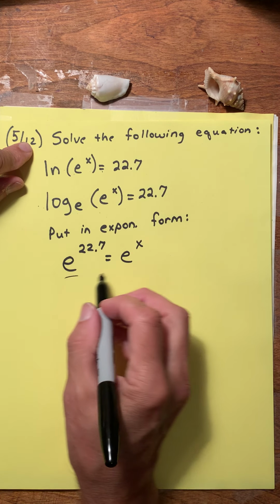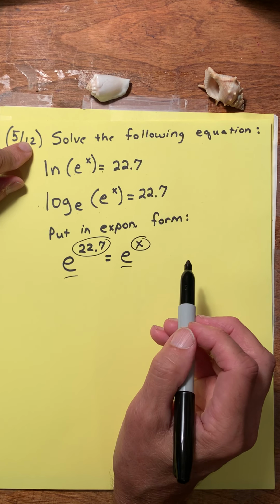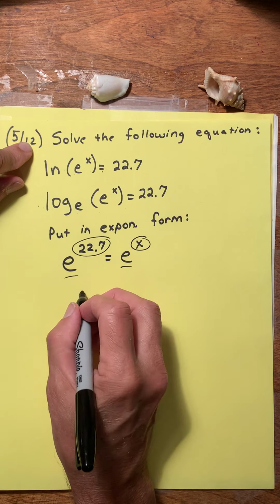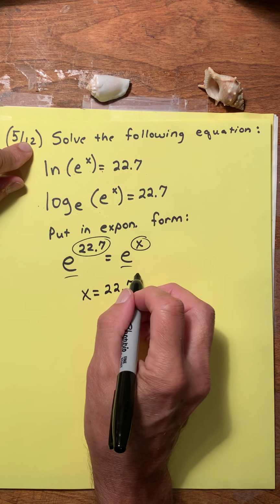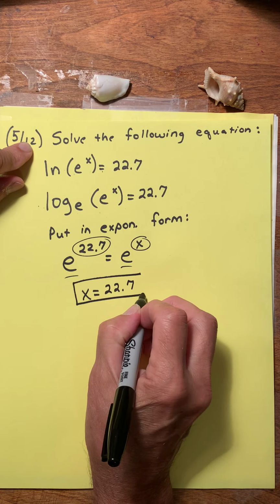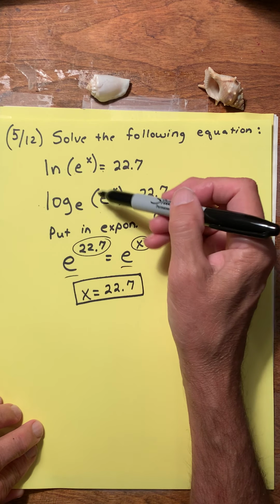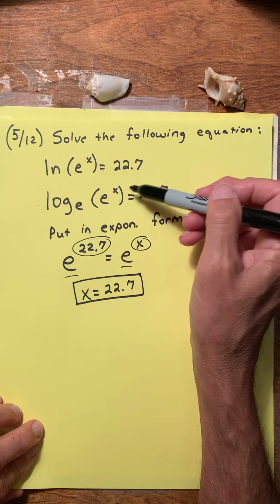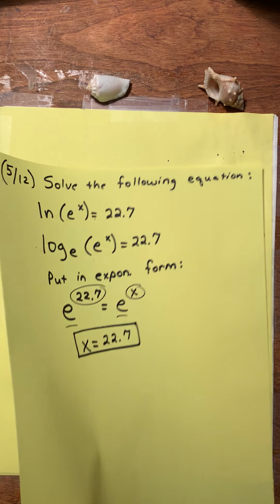Hey, look here, same base. That means that my 2 exponents must be equivalent. X is 22.7. So again, in logarithmic form, it's confusing. Put it in exponential form, it begins to make a little bit more sense.